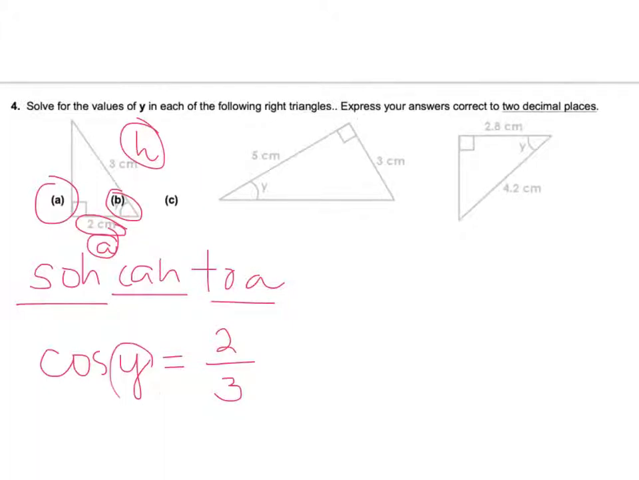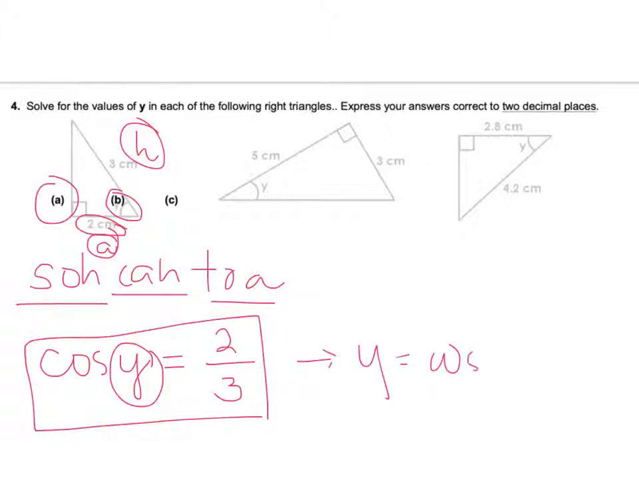How do we find y coming from cosine y equals 2 over 3? Cosine inverse. Okay, good. So y equals cosine inverse of 2 over 3.